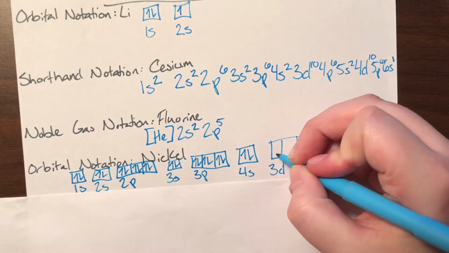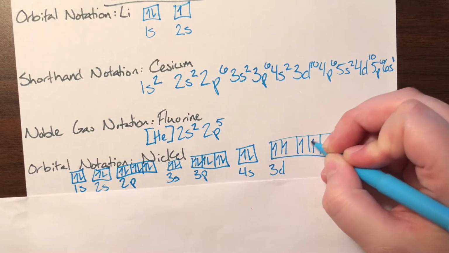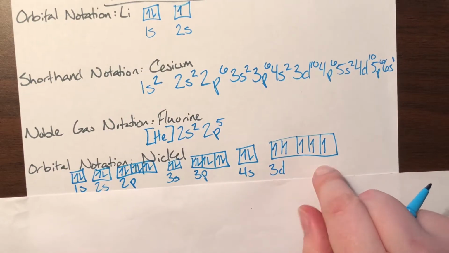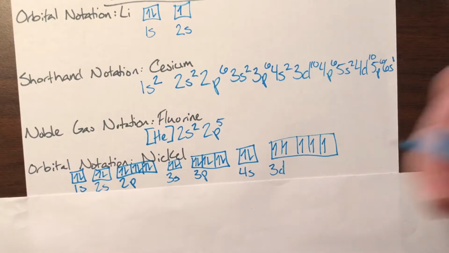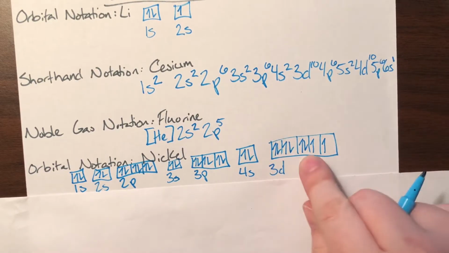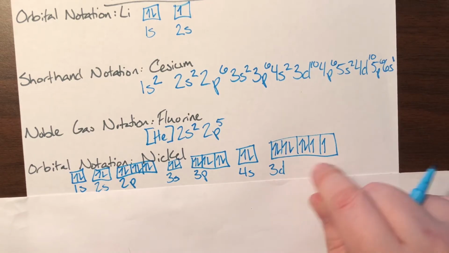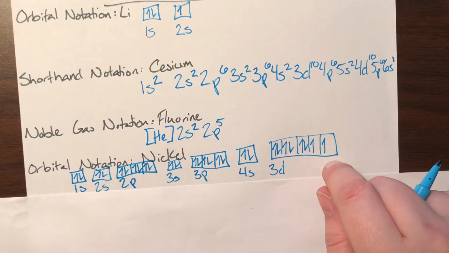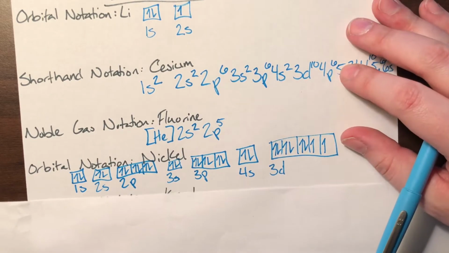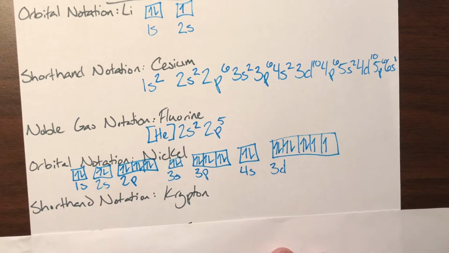So I only am going to draw 8 arrows, and I'm going to try to draw them alone. So 1, 2, 3, 4, 5. Now I've run out of room for those electrons, and now they have to double up. So my 6th, 7th, and 8th electrons are going to be here. And you'll see 2 electrons get to be alone. Lucky them. Okay, so that is my orbital notation for nickel. Next, I'm going to do shorthand notation for krypton.